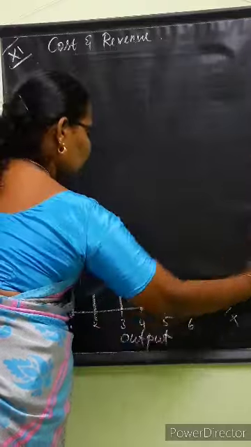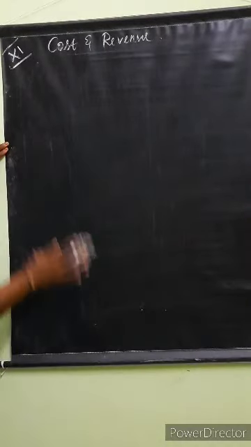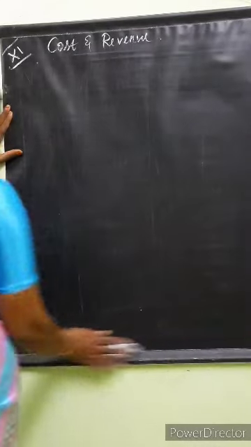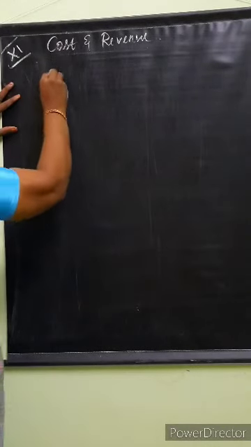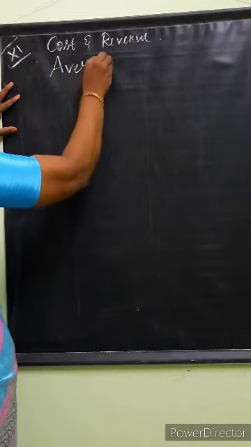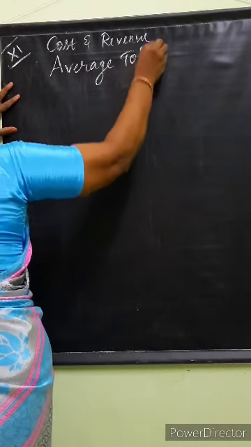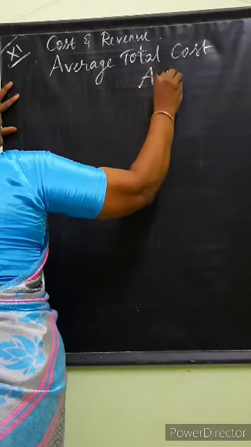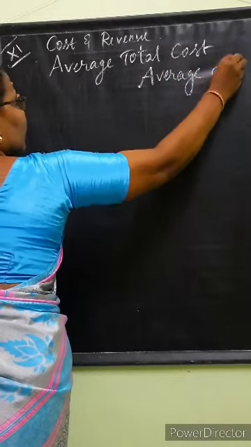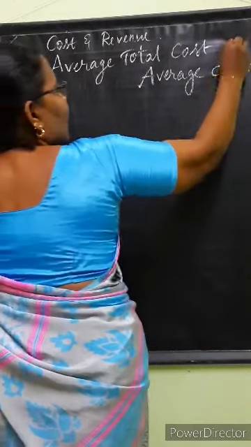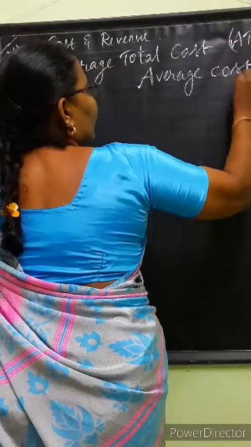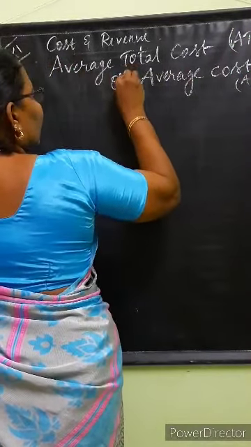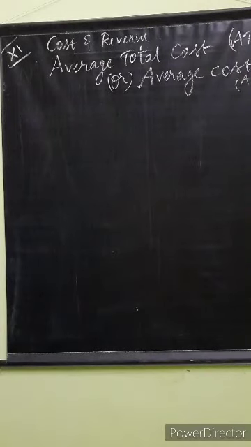Now, we will see the average total cost curve, or average cost curve. Both are correct, ATC or AC. Average cost curve or average total cost curve. How will you get the average total cost curve?